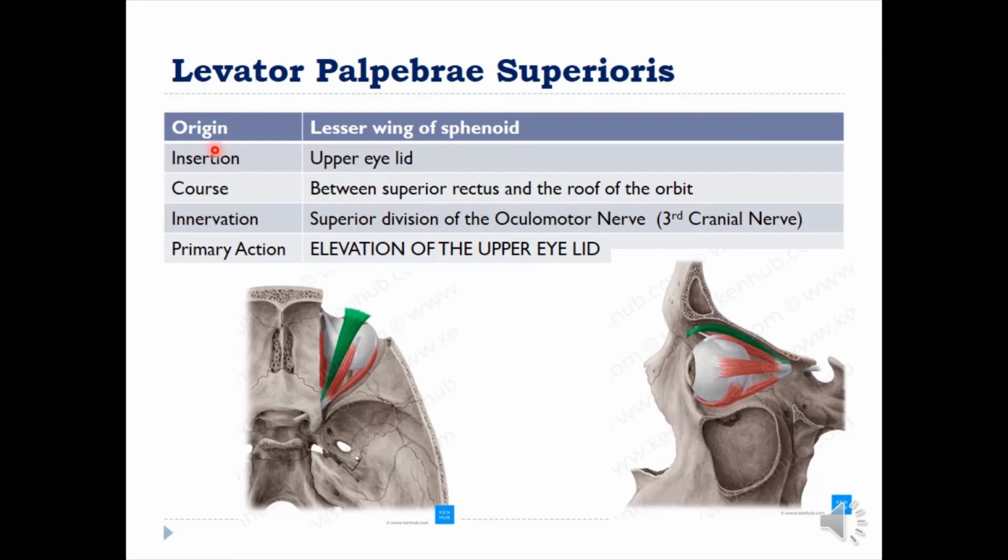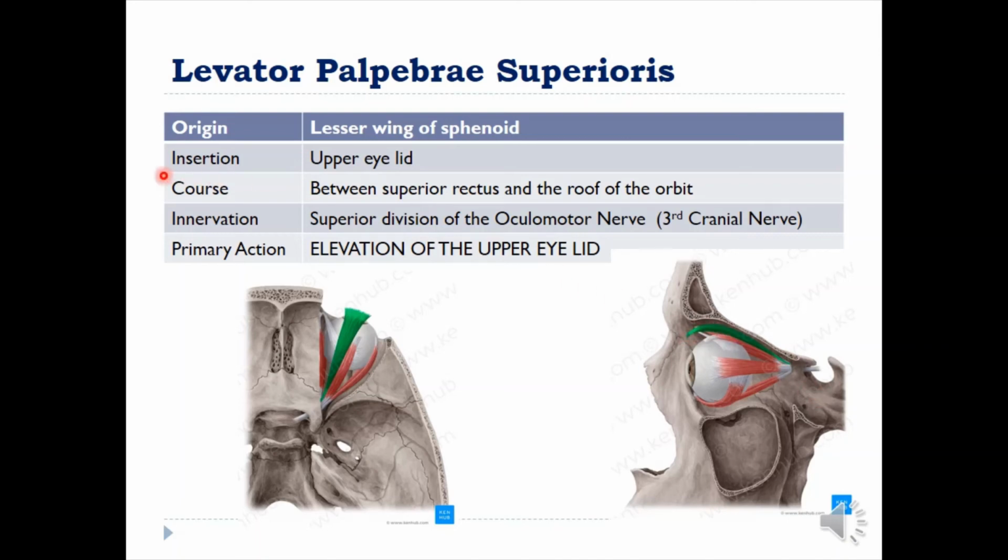And its insertion, where it is getting inserted. It is not getting inserted onto the eyeball, right? It is getting inserted onto the upper or superior eyelid. So it is helping to open the eyelid, right? When you are waking up in the morning, when you open the eyelid, your levator palpebrae superioris is acting so that you can open the eye. So this is the LPS or levator palpebrae superioris.